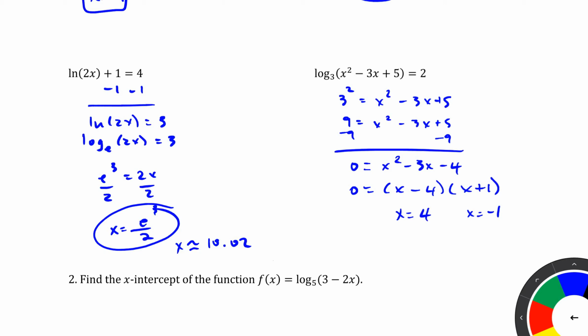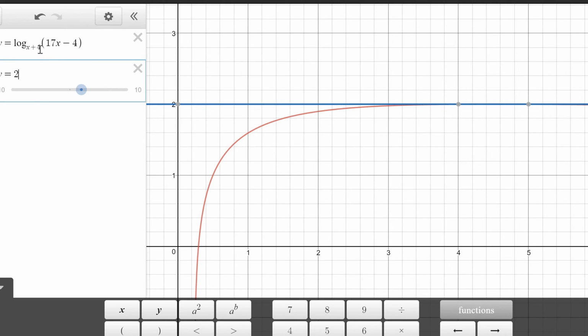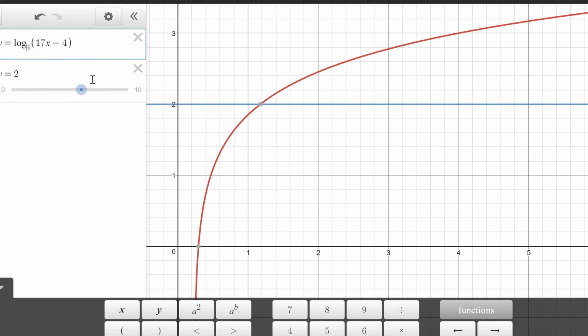You could plug them in and see whether or not 4 and negative 1 give you something that works. Or just like we did with the example from the end of class, we could graph both sides of this equation and see what we get. So let's go back to decimals here and try and graph this one.